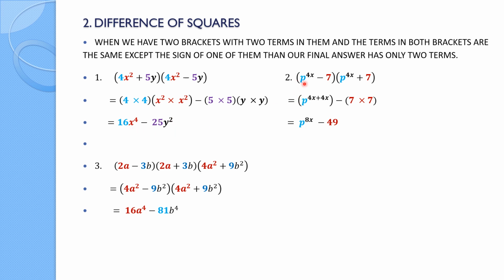Look at number 2. I have p to the power 4x minus 7, p to the power 4x plus 7. So p to the power 4x times p to the power 4x becomes p to the power 4x plus 4x. Remember, when I multiply and the bases are the same, we add the exponents. Negative times positive would become negative. Then I'm left with 7 times 7. So 4x plus 4x gives me p to the power 8x. 7 times 7, 49. So negative 49. Right, so as you can see, p to the power 8x minus 49.